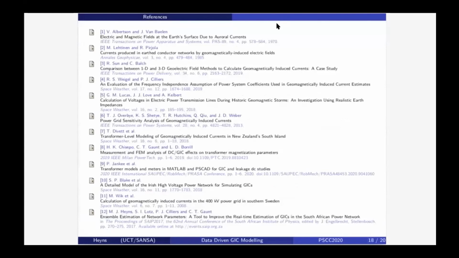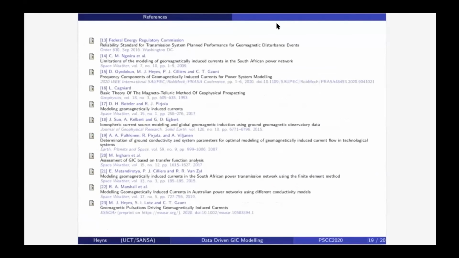In the paper, there's a reference list of GIC literature that goes into far more depth than this condensed presentation. I'll urge anyone who's looking for bedside reading material to go through these papers.